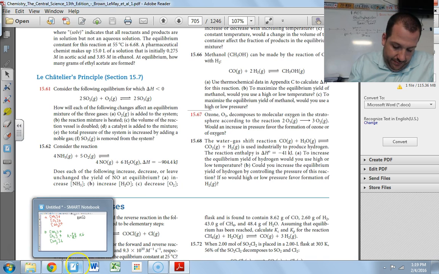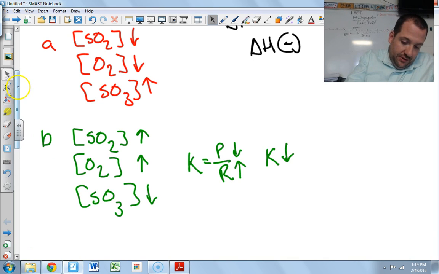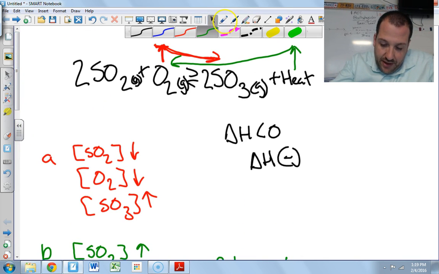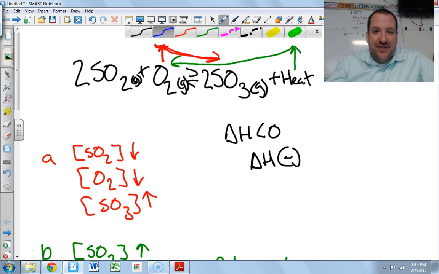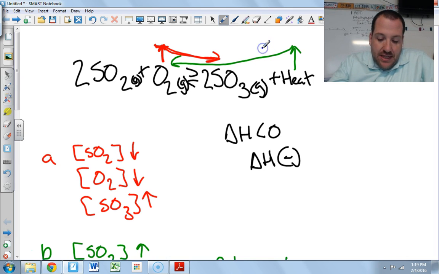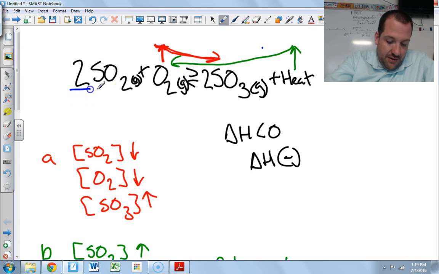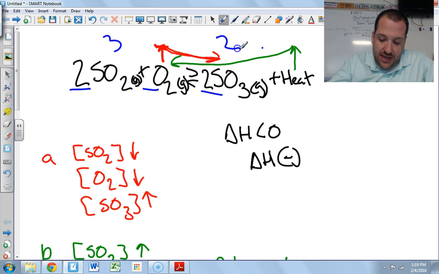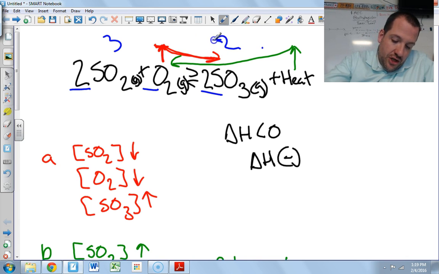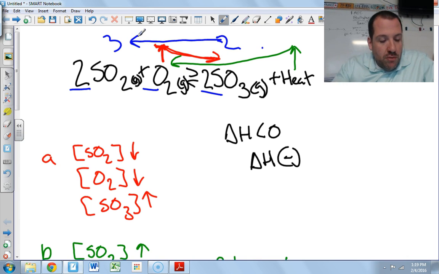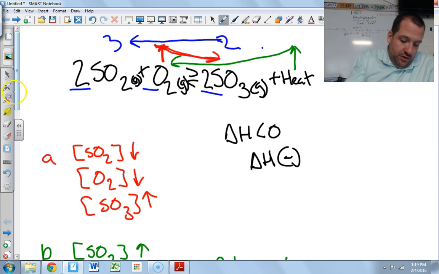Okay. So we're doubling the volume. I'm going to end up running out of colors here, but that's okay. When we double the volume, that means there is more space that needs to be taken up. This side of the reaction has 3 moles of gas. This side of the reaction has only 2. Because there's more space that it needs to fill up, the reaction is going to shift to the side with more moles of gas.